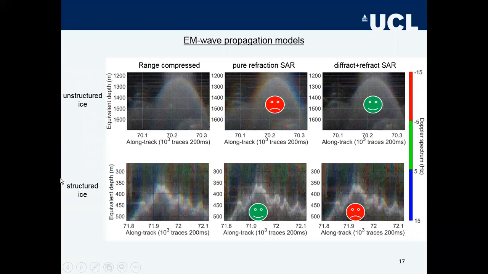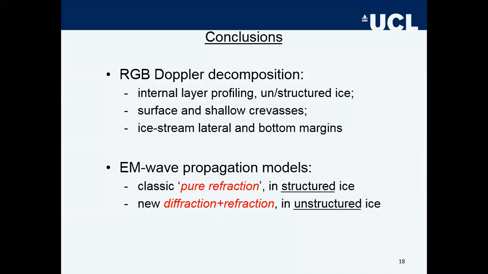On the contrary, when we apply this new model in structured ice, it works worse. In these areas, diffraction followed by refraction is not working well, and we have to apply the classical refraction model. So before processing our images, we need to know a bit more about how these shallow internal layers are organized. Depending on that, we can say whether we have unstructured or structured ice and apply pure refraction or diffraction followed by refraction. That's one of the new things that we have made in the thesis. So we need to say something before we are able to process.